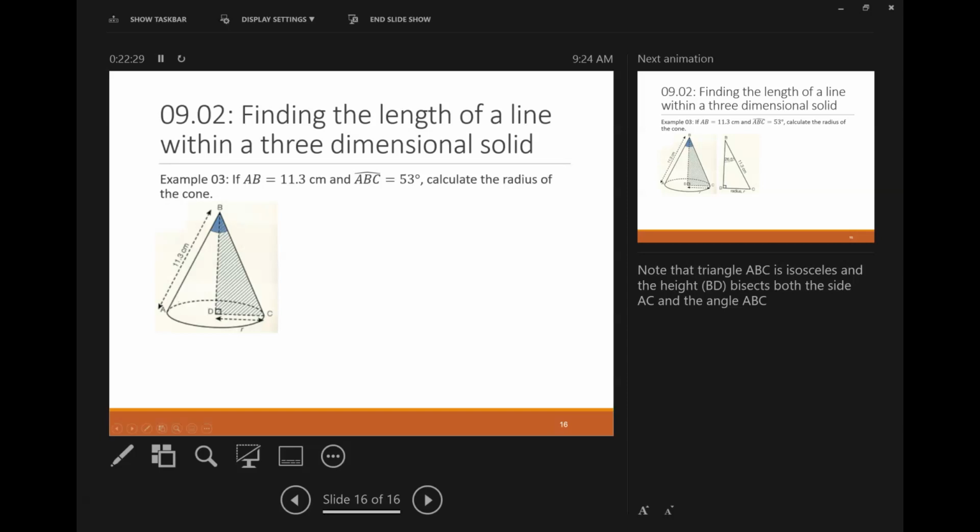So if I take the triangle ABC, what kind of triangle is this? Starts with an I. Isosceles triangle, because the two side lengths are the same length. I know that the height of an isosceles triangle is going to bisect that apex angle. Is everybody okay with that?